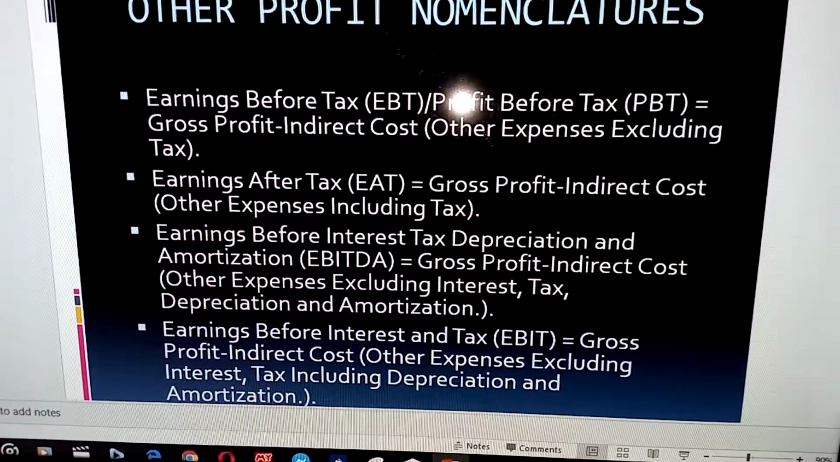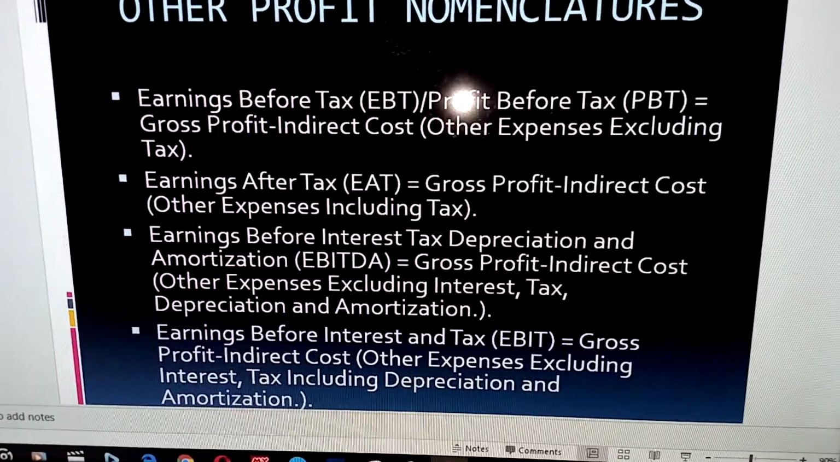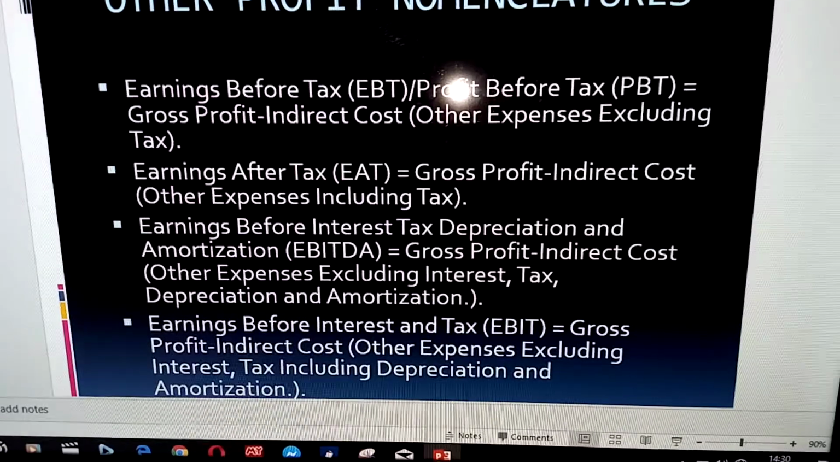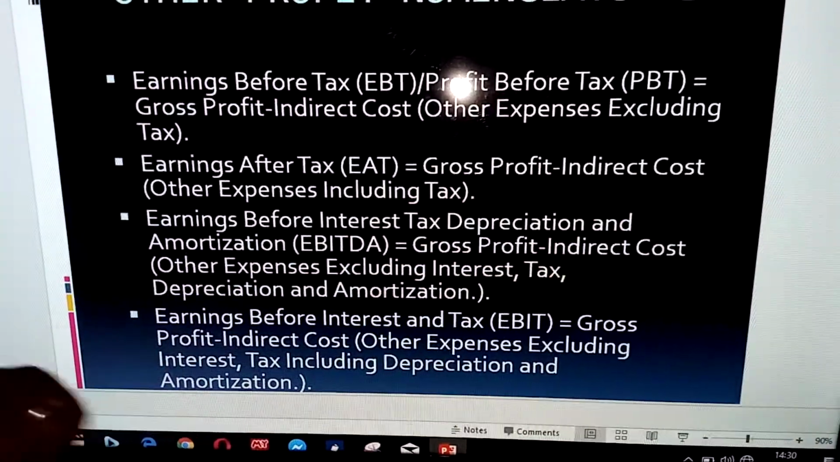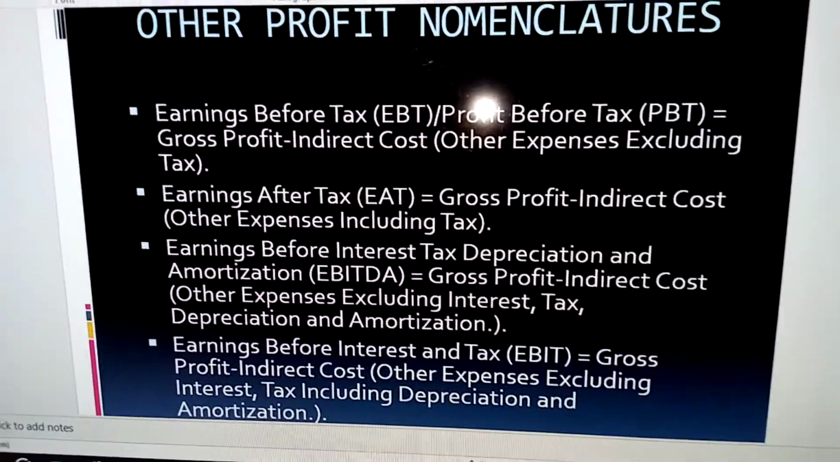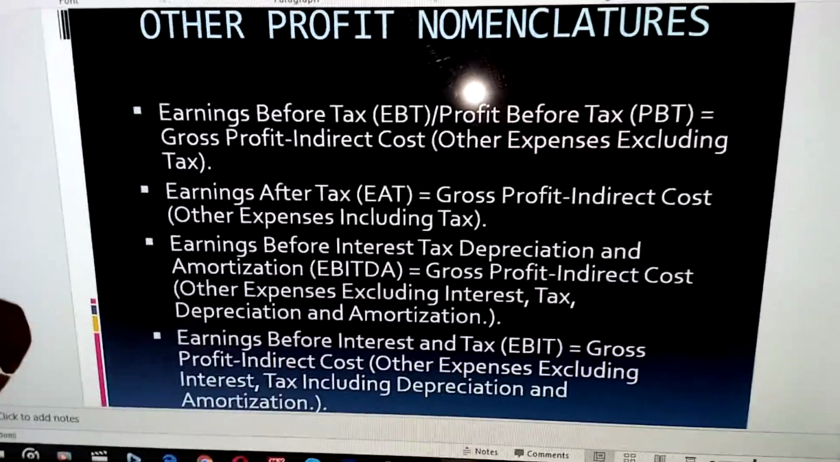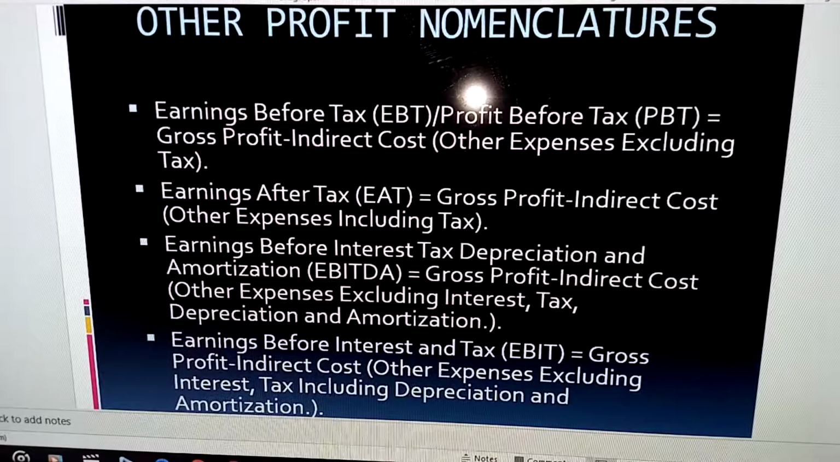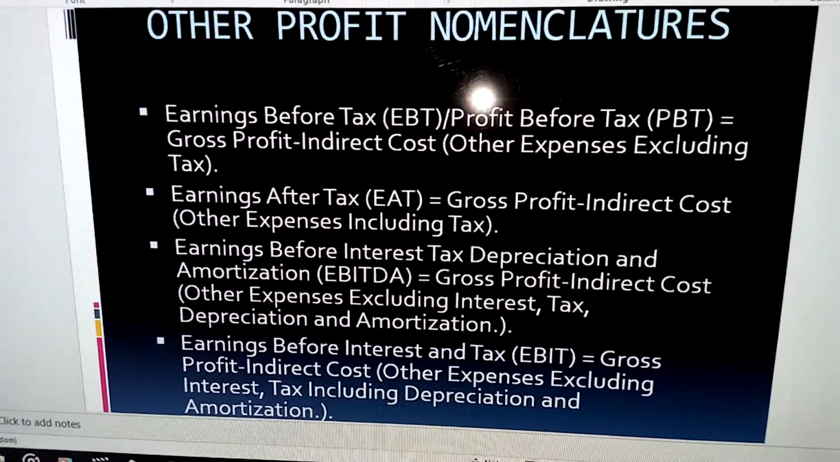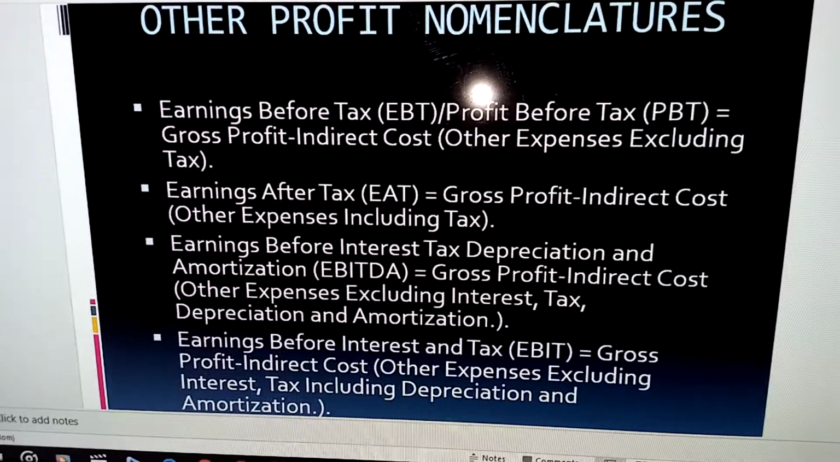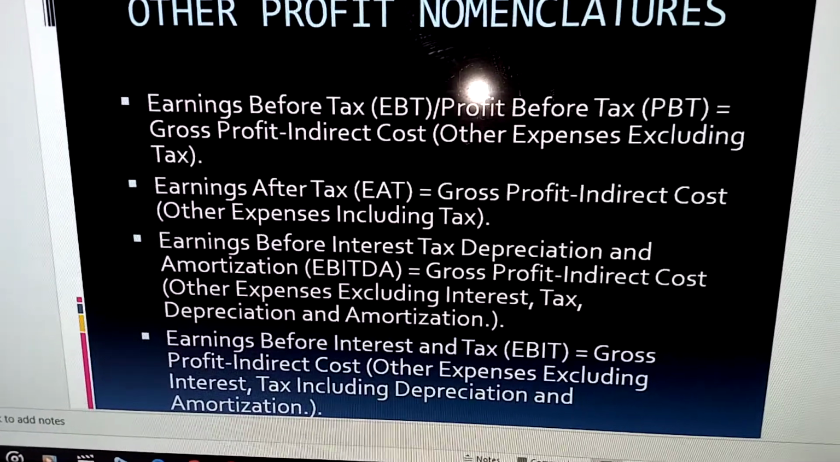Another nomenclature is earnings after tax. As the word implies, in this case, you're including tax in the equation. So it means gross profit minus indirect costs. What are indirect costs? Expanded: rent, advertising, warehousing, interest, and tax. Where you include tax in the equation, you are trying to arrive at earnings after tax.